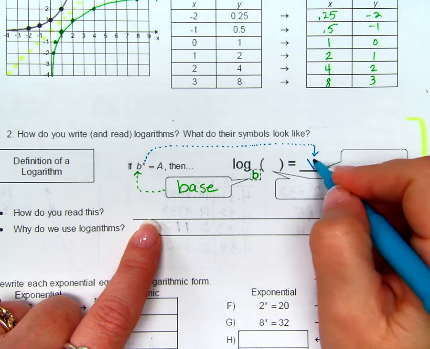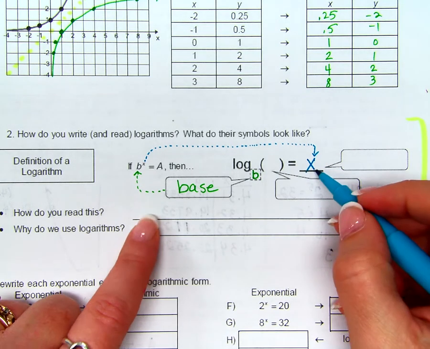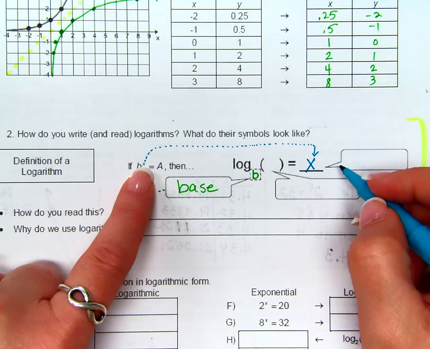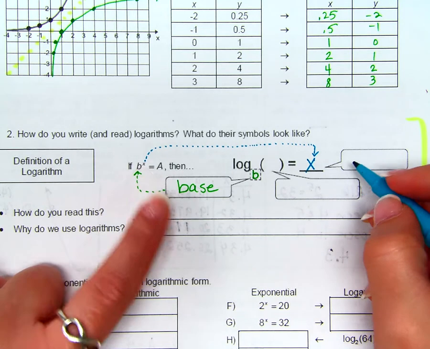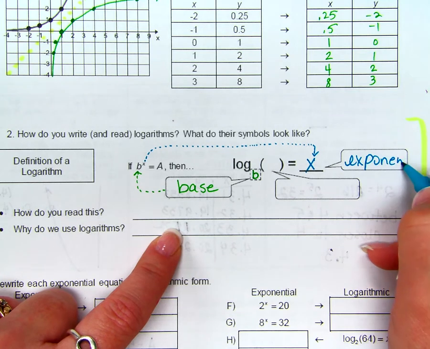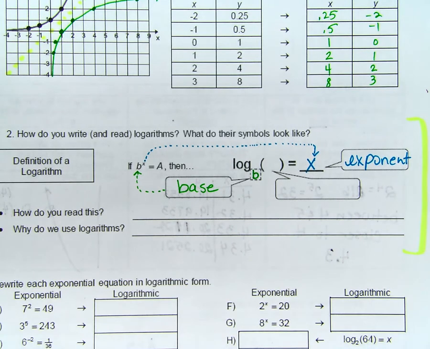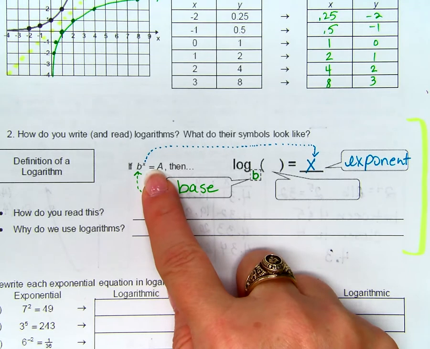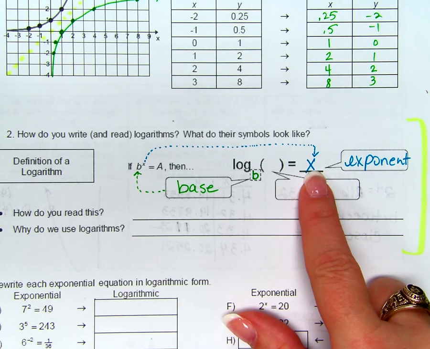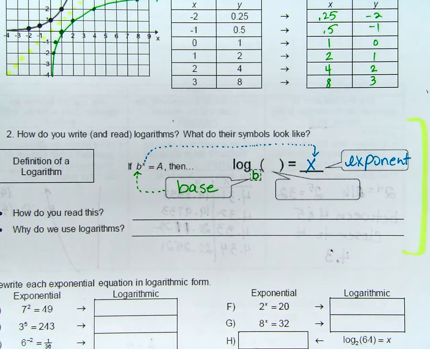So x goes here. And what's that called? What was it called over here? The x. What's that called? So in the exponent, it's called the exponent. And in logarithmic form, it's called the answer. Right? That's what we're trying to solve for. One more thing.